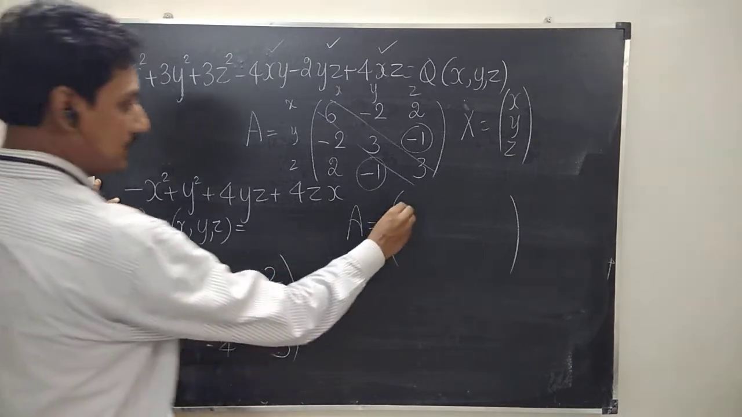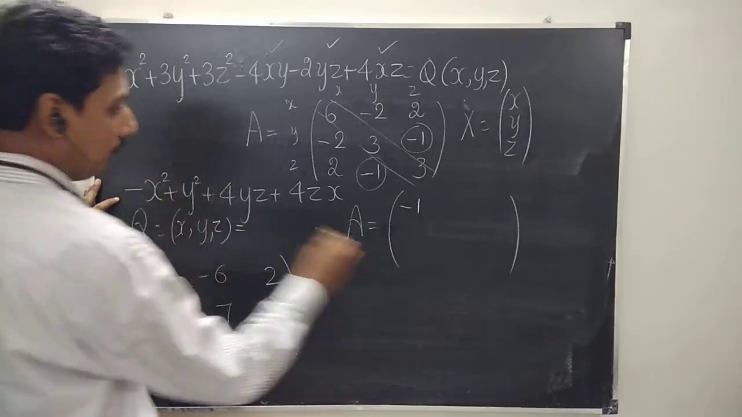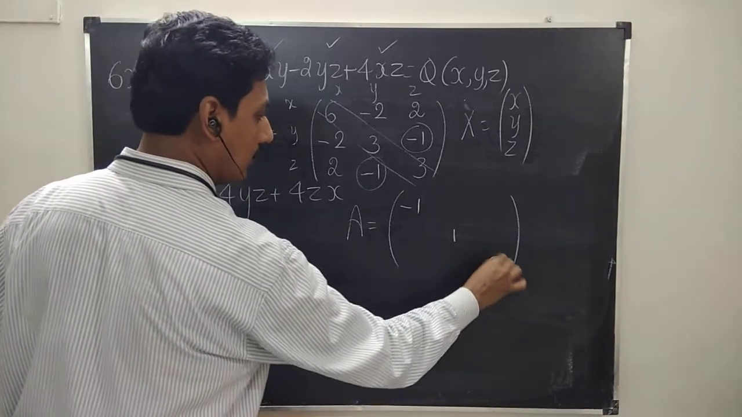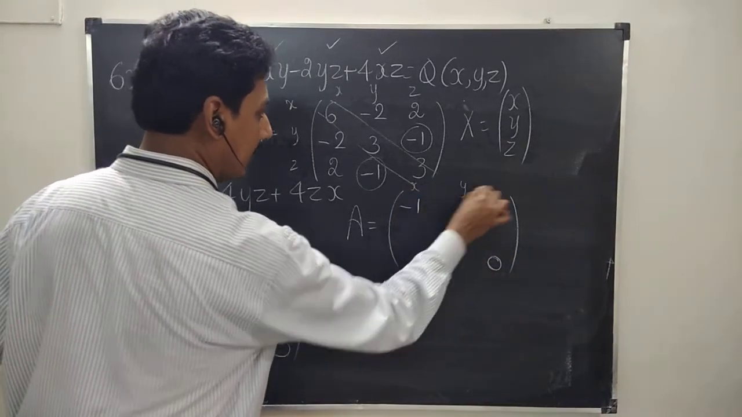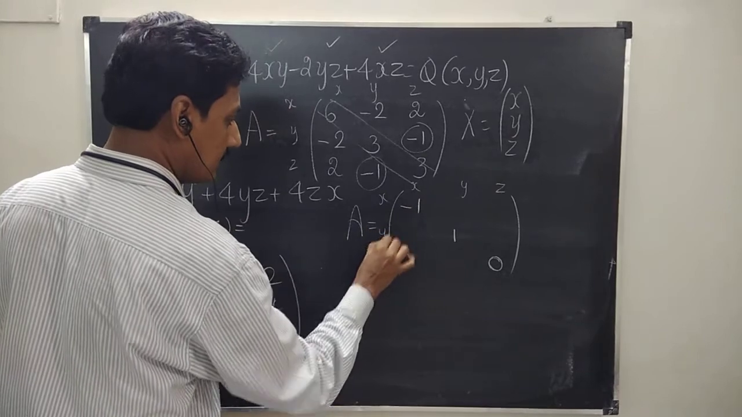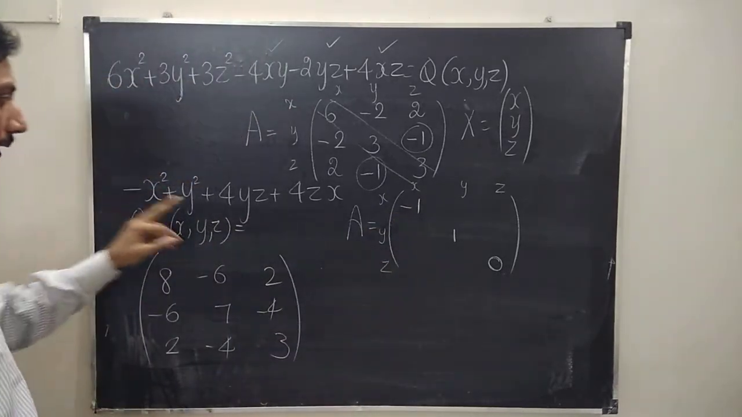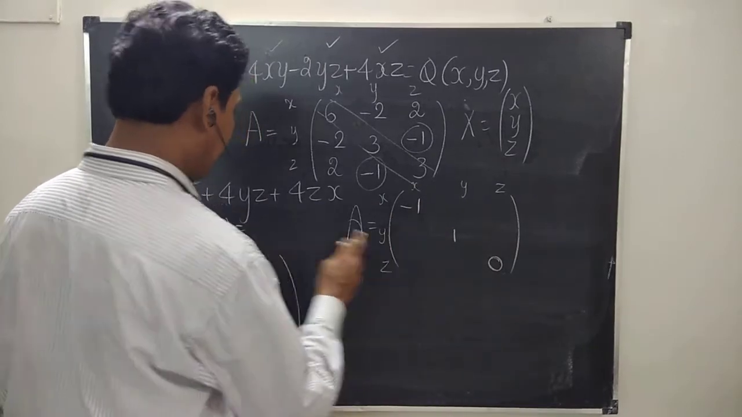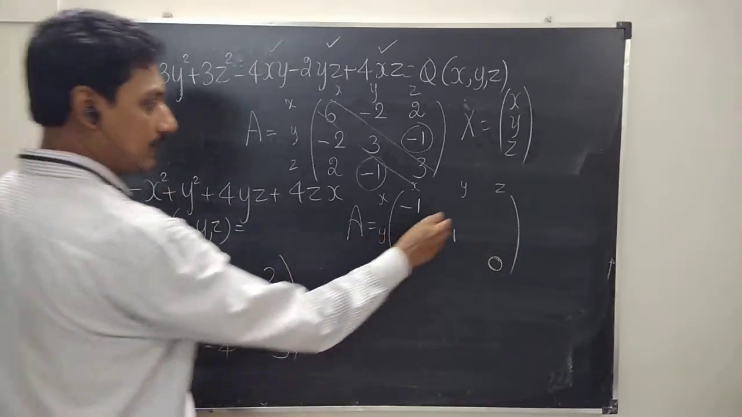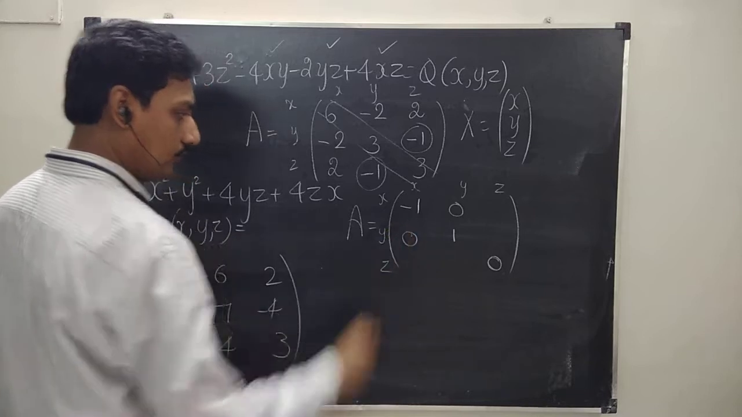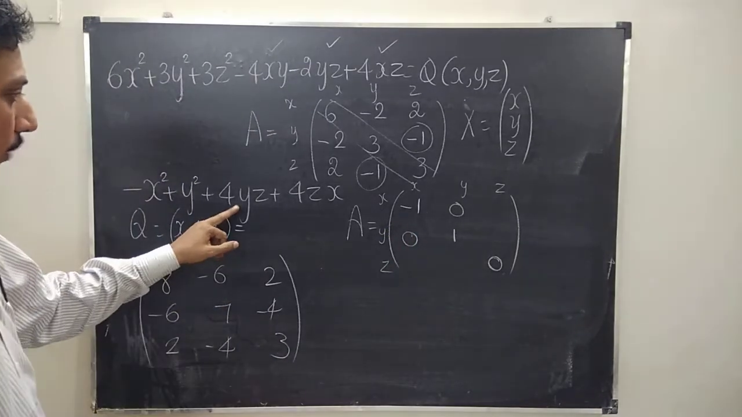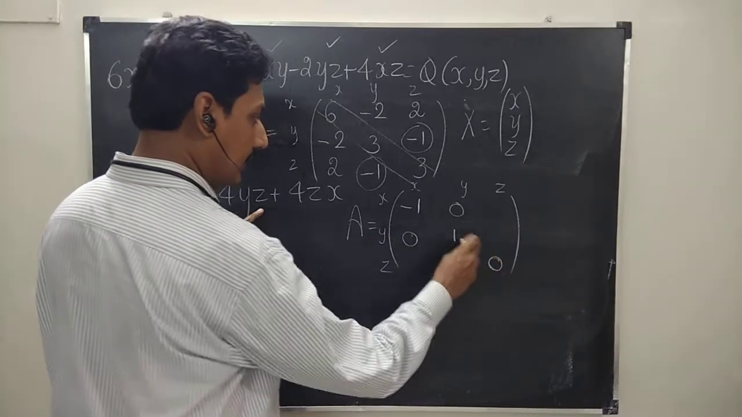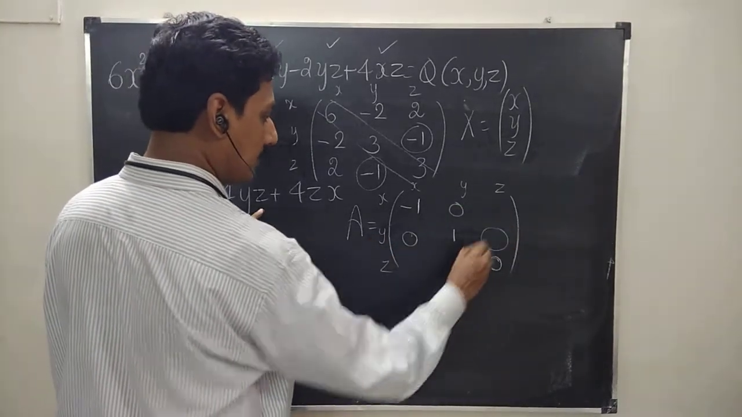First, the coefficient of x squared is minus 1, coefficient of y squared is 1, and there is no z squared, so 0. Right? So this is x, this is y, this is z. What about this term? x into y. There is no xy term, that means it is 0, 0. What about the yz? Y into z here and y into z. So these two places by yz.